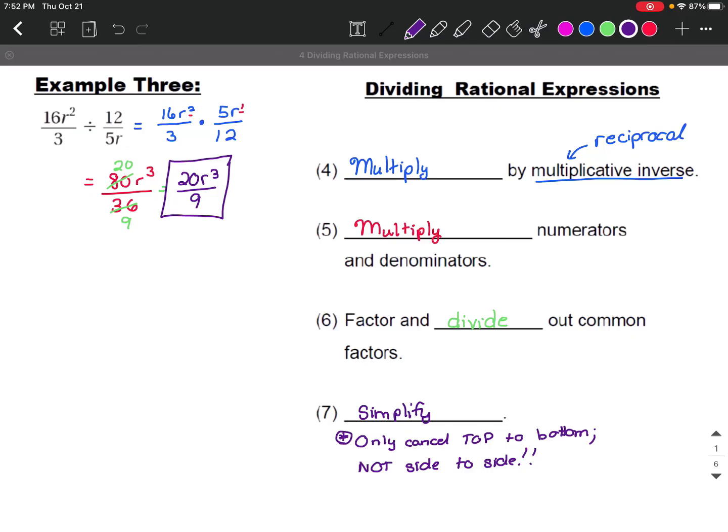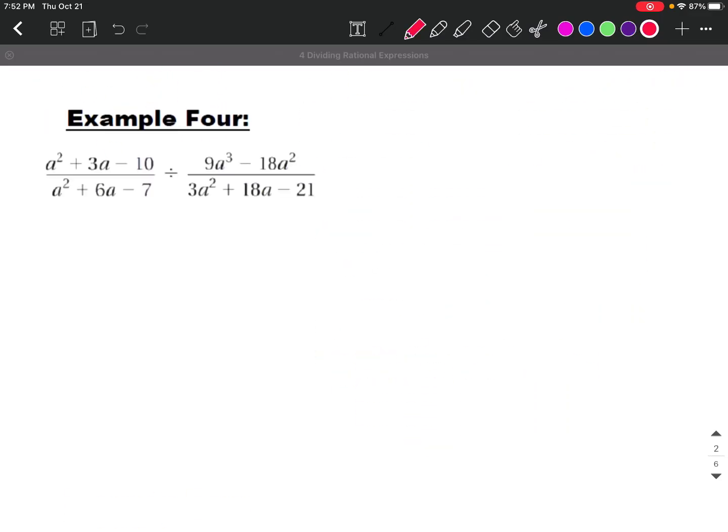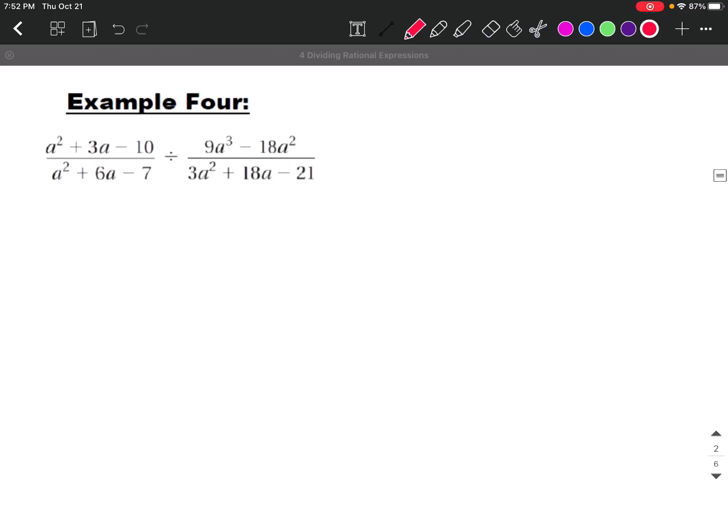All right, let's try another one. So here we have a squared plus 3a minus 10 over a squared plus 6a minus 7 divided by 9a cubed minus 18a squared all over 3a squared plus 18a minus 21. Well, the first step is to keep the first fraction. Change division to multiplication, and flip the second fraction. All over 9a to the third minus 18a squared.